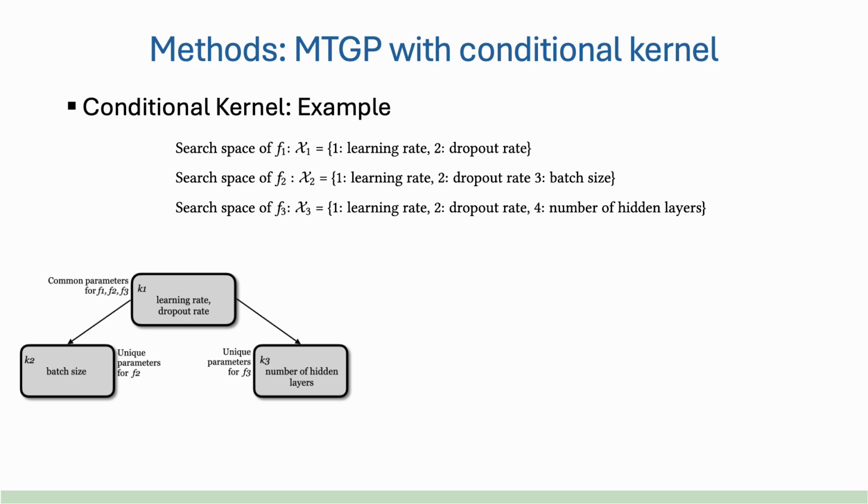So now given this tree, we can compute the conditional kernel. For example, for any two inputs x and x prime coming from tasks i and i prime, the conditional kernel is going to be defined as the sum of base kernels over all nodes that contain the common parameters across both tasks i and i prime.